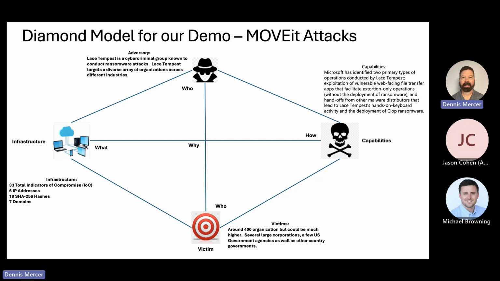So according to open source information, beginning in May of 2023, Lace Tempest began exploiting a previously unknown SQL injection vulnerability. It's CVE-2023-34362. This is a vulnerability in the Progress Software's Managed File Transfer, or MFT, solution, known as MOVEit Transfer. Internet-facing MOVEit Transfer applications were affected with a web shell named Phantom, also known as LemurLoot, and we'll see that later on. This web shell is then used to steal data from the underlying MOVEit Transfer database.